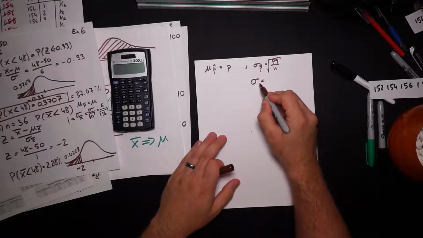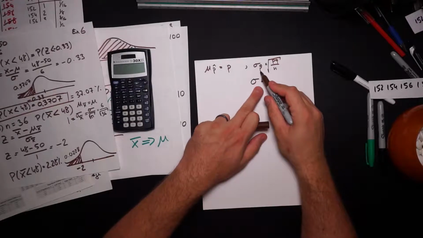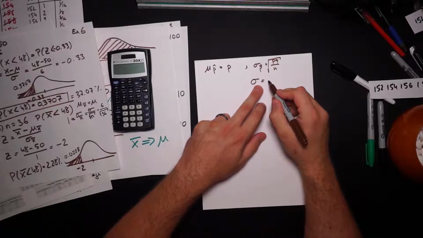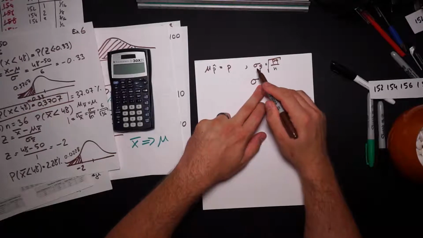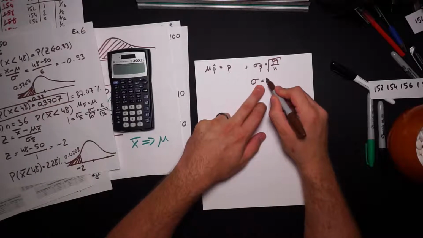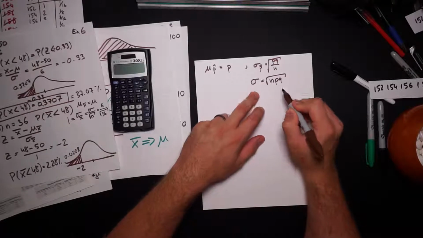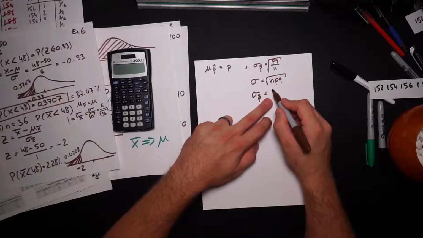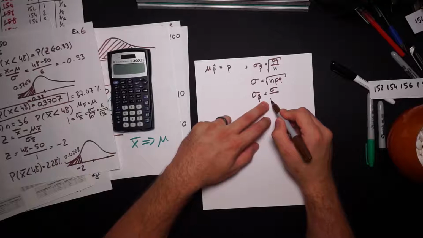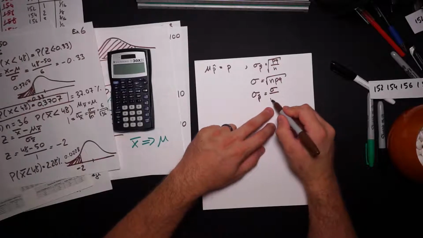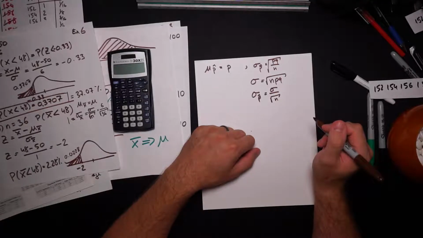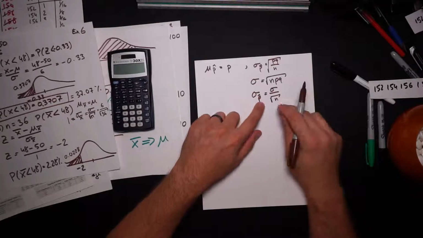We said that the standard deviation for binomial distributions was what? Square root of NPQ. So if we take this and we just apply this, right? That doesn't work.